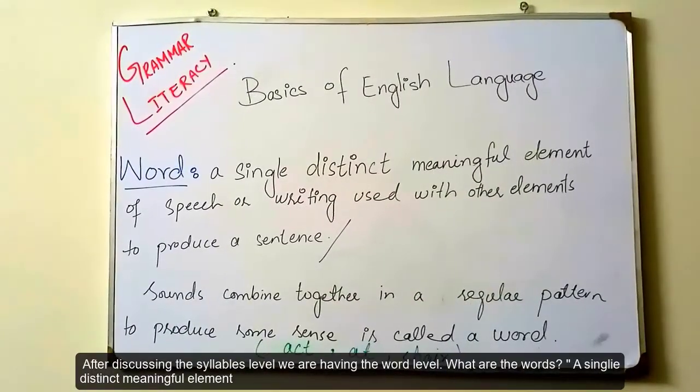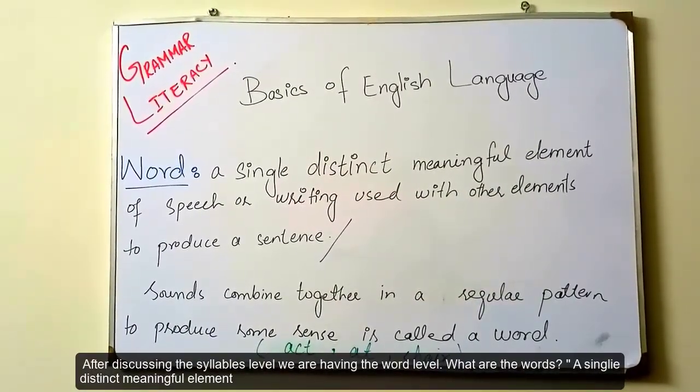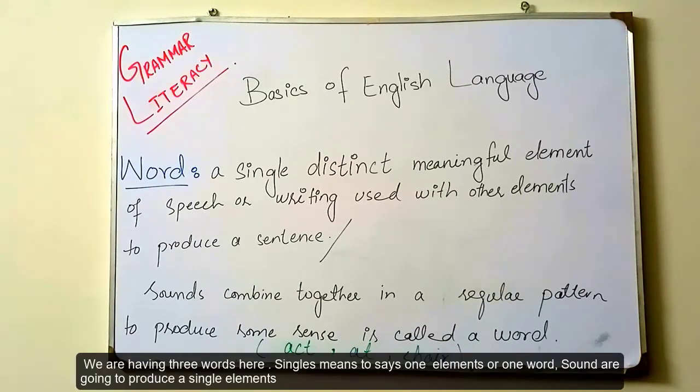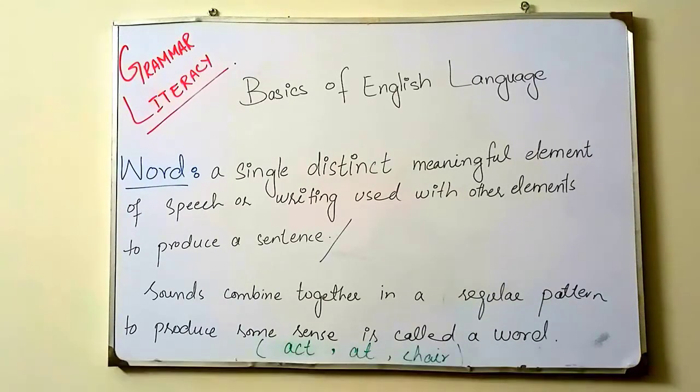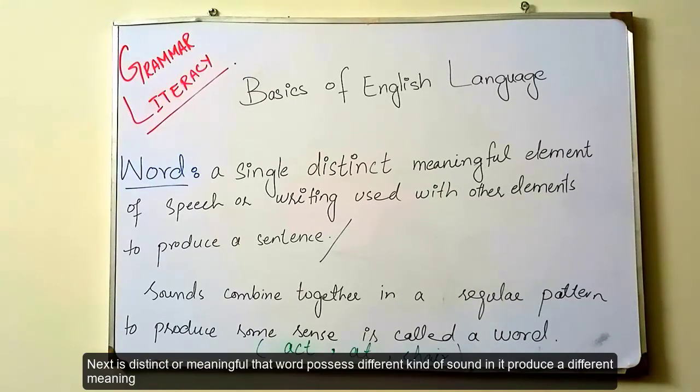After discussing the syllable level, we have the word level. What are words? Words are single, distinct, meaningful elements. Single means one. We have one word. The sounds are going to produce a single element. Now, distinct and meaningful: every word possesses different kinds of sounds, and they produce a different meaning.